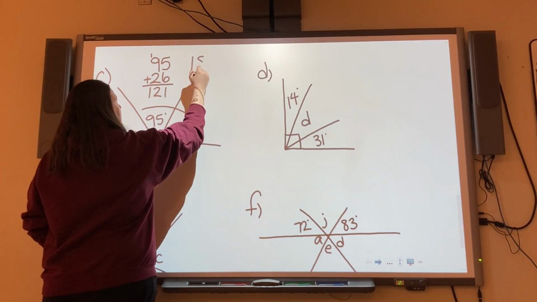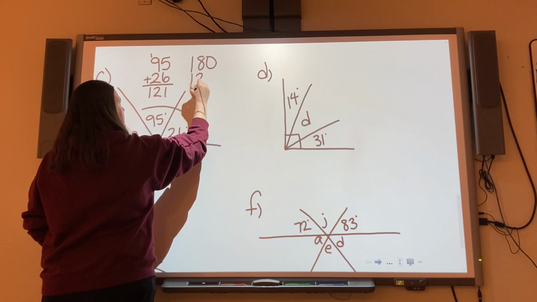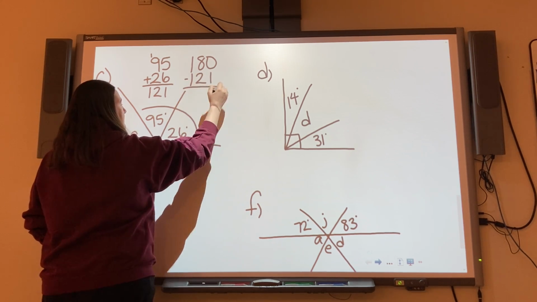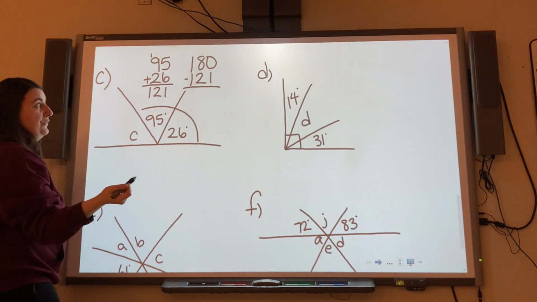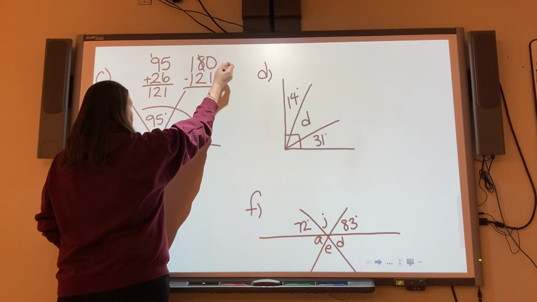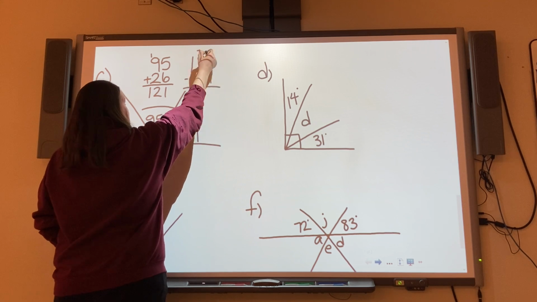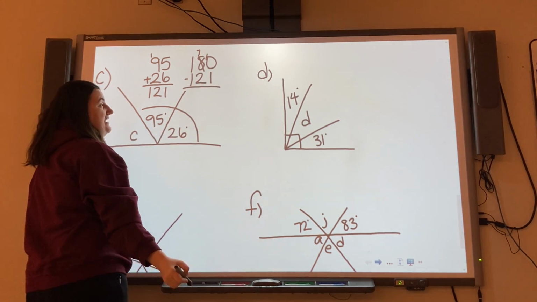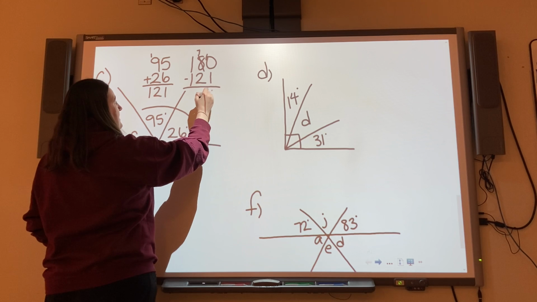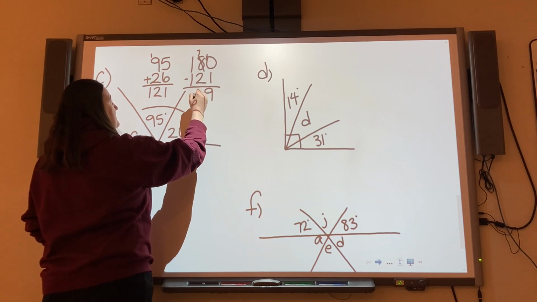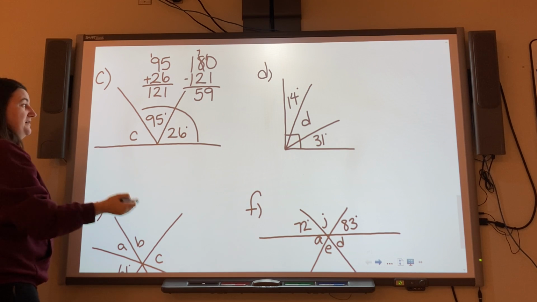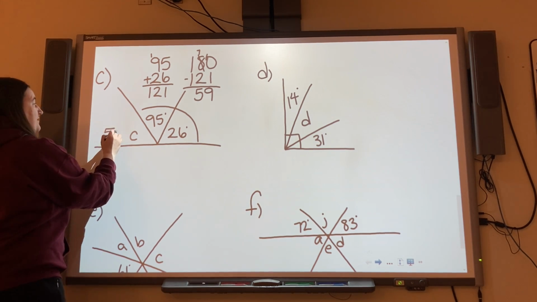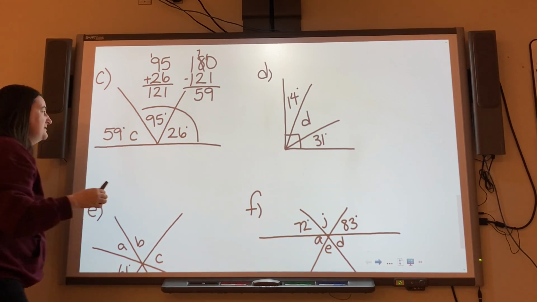So 180 on the top, 121 on the bottom, minus. Can I take 1 away from 0? No. So I need to borrow. 8 turns to 7, 0 turns to 10. 10 minus 1 is 9. 7 minus 2 is 5. 1 minus 1 is 0. So I know that my missing angle is 59 degrees.